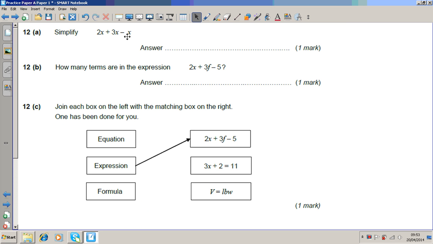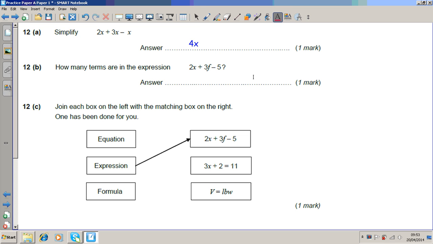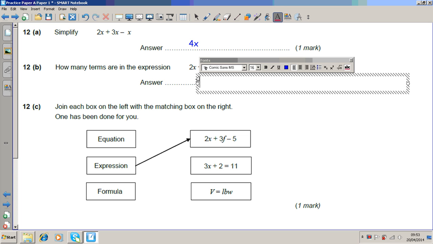Simplify. 2x plus 3x minus x. So I've got 2 of something, add on 3 of something, I've got 5x, and take off an x, and I've got 4x left over. How many terms are in the expression? Well, terms are just bits that are separated by a plus or a minus. So how many sort of parts of this equation are there? Well, there are 3.